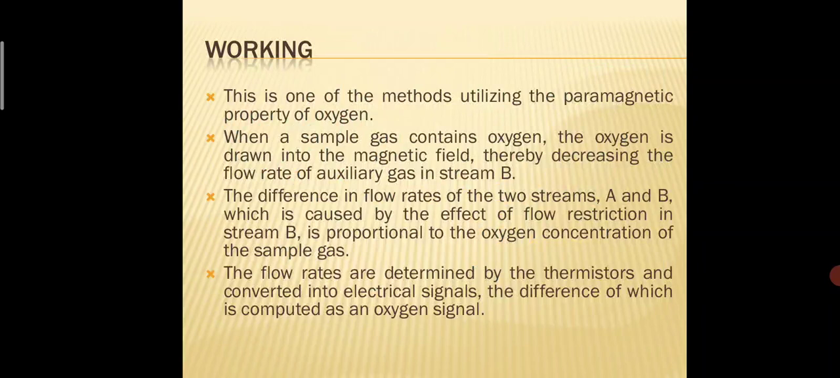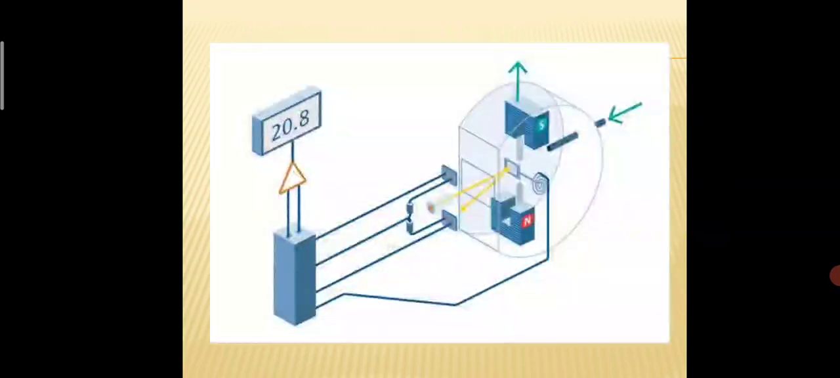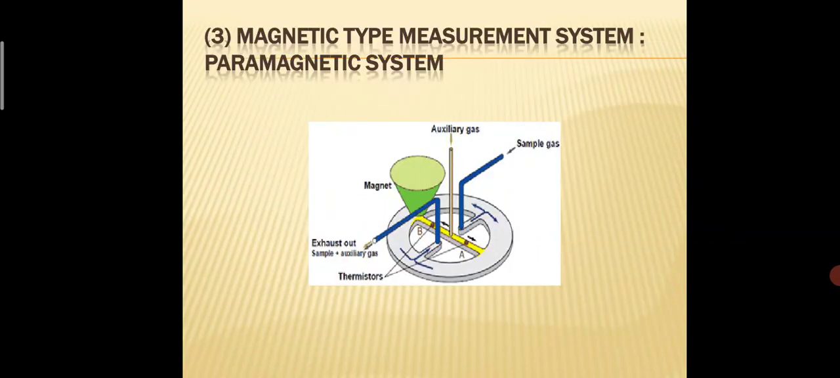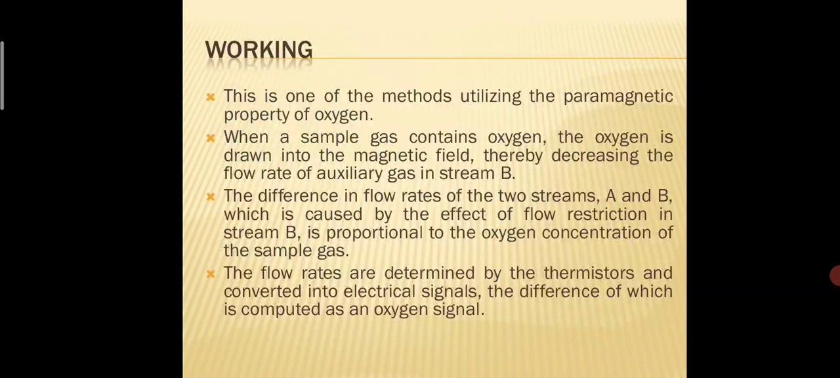The flow rates are determined by the thermistors and are converted into electrical signals, the difference of which is computed as oxygen signal. Here we see that one thermistor is used to compare the concentration; stream A and stream B are to be analyzed by using these thermistors. The thermistor output is converted into an electrical signal, that is a current signal.